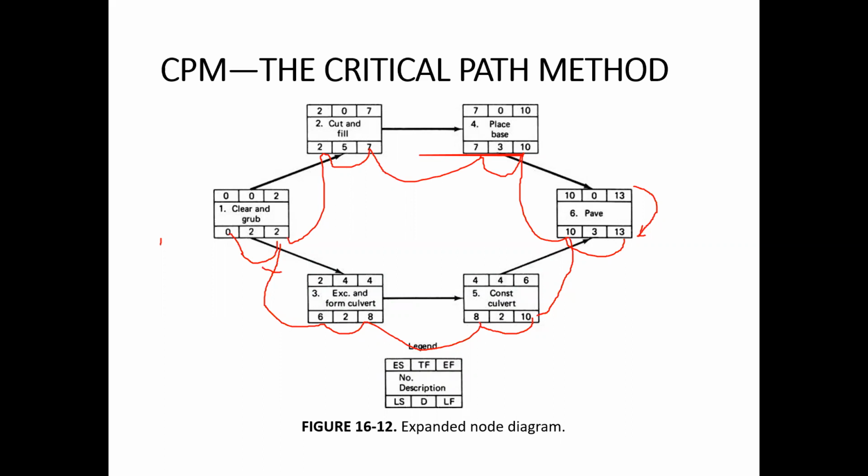So you can see that it is more or less the same as in the activity on arrow diagram method, but the added advantage over here is that we can now directly see which activities are critical and which are not critical. So once we do this forward pass, that is like this, and the backward pass, so the backward pass is like this.